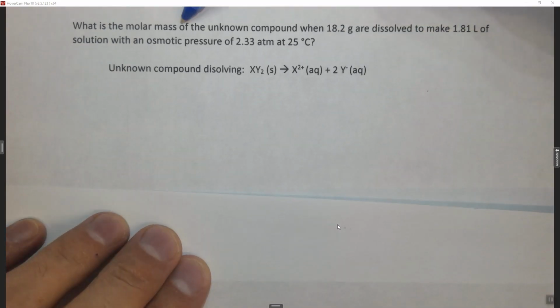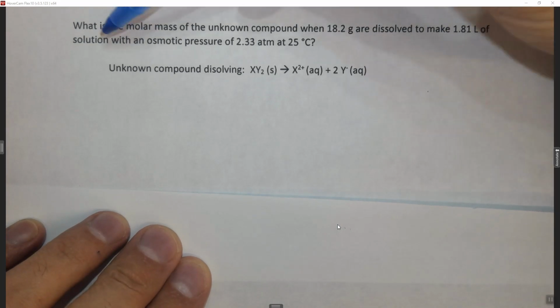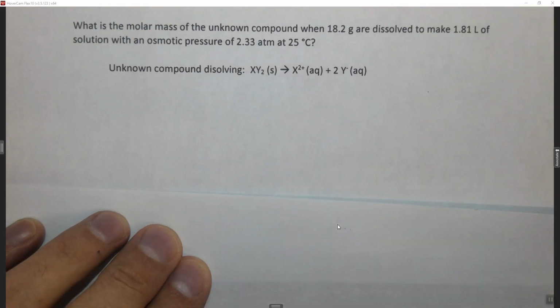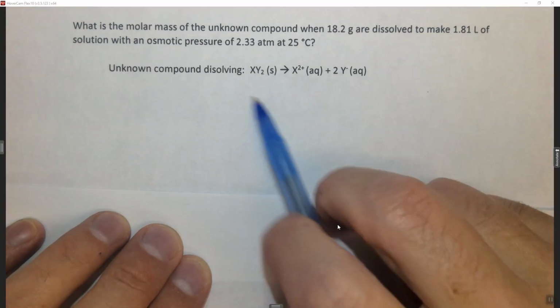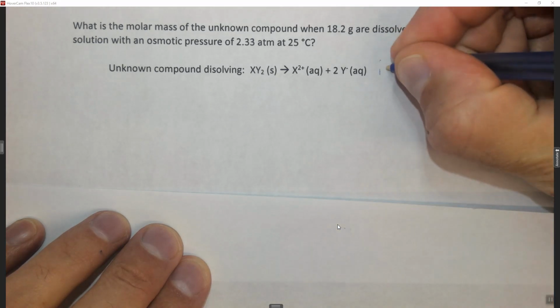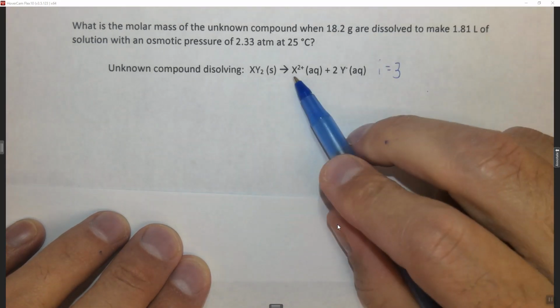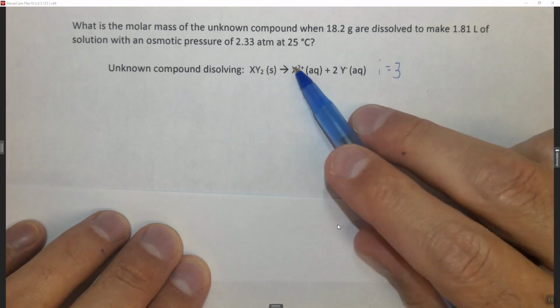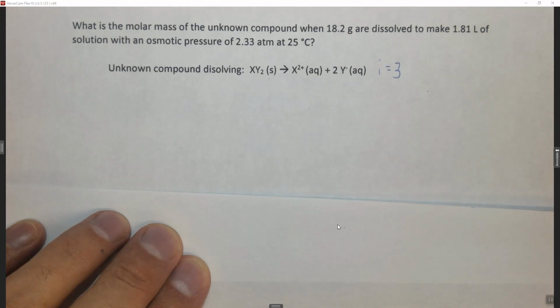It says, what is the molar mass of an unknown compound when 18.2 grams are dissolved to make 1.8 liters of solution with an osmotic pressure of 2.33 atmospheres at 25 degrees C? And then it gives us the dissolution equation so that we can know the van 't Hoff factor is 3, because we have an X plus and two Y minuses, so 1, 2, 3 things, so i is equal to 3.